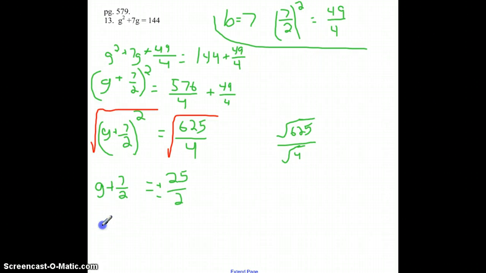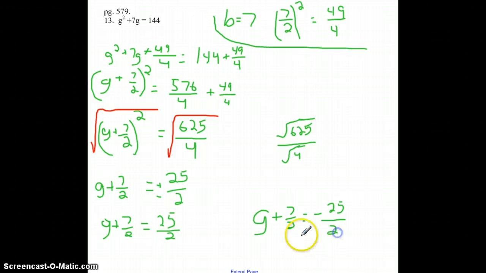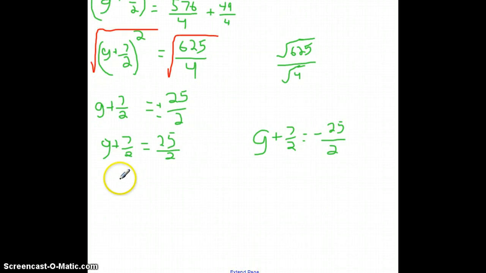So here's where we set up our two equations. G plus 7 over 2 equals positive 25 over 2. Over here, g plus 7 over 2 equals negative 25 over 2. All right, let's get our variable alone. So you subtract 7 over 2 from both sides.